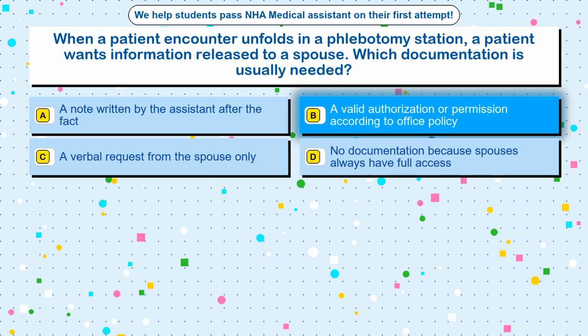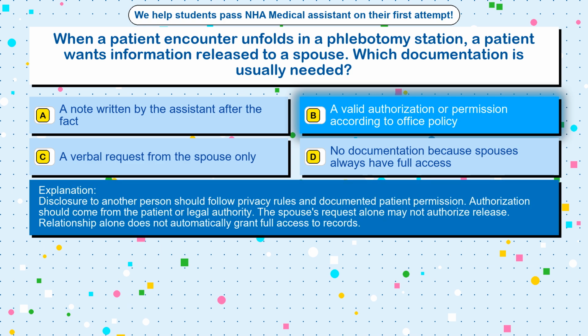The correct answer is option B, a valid authorization or permission according to office policy. Disclosure to another person should follow privacy rules and documented patient permission. Authorization should come from the patient or legal authority. The spouse's request alone may not authorize release. Relationship alone does not automatically grant full access to records.